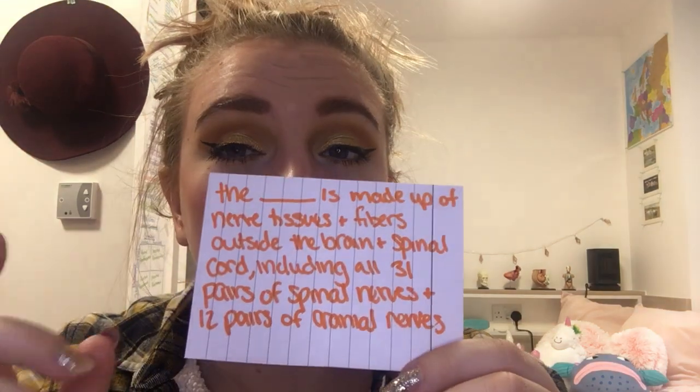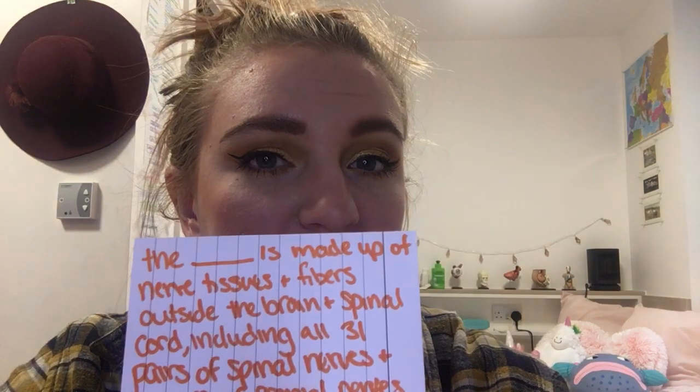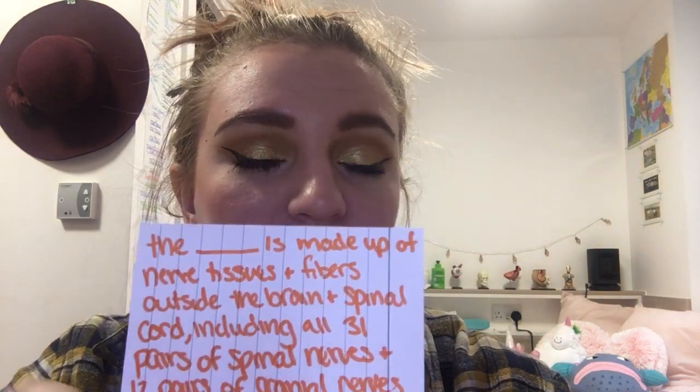The blank is made up of nerve tissues and fibers outside the brain and spinal cord, including all 31 pairs of spinal nerves and 12 pairs of cranial nerves. The key there is outside the brain and spinal cord. So we know the central nervous system is the brain and the spinal cord. So what's outside the brain and spinal cord? That's the peripheral nervous system, or the PNS.